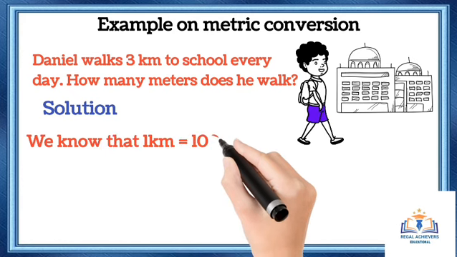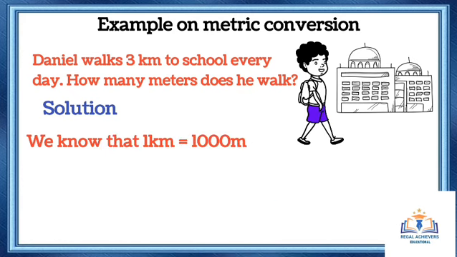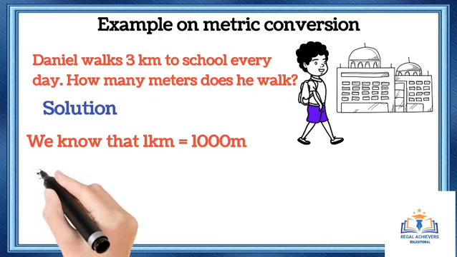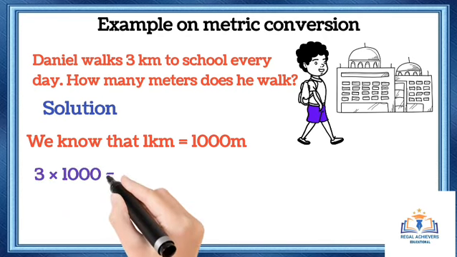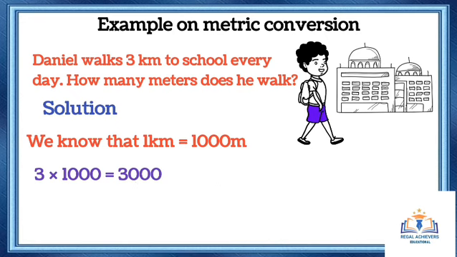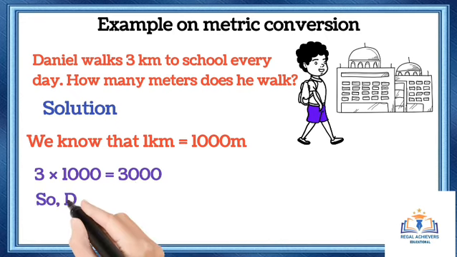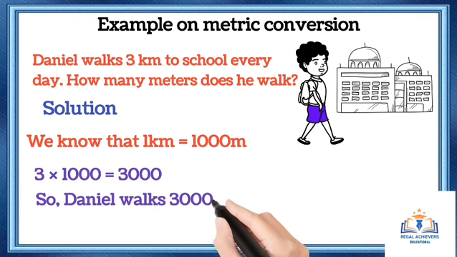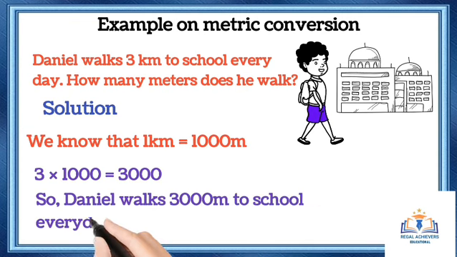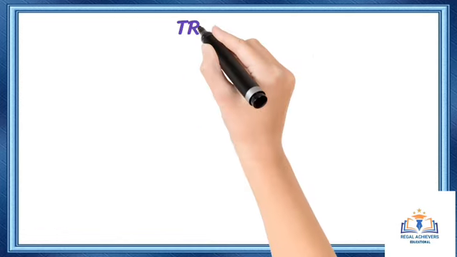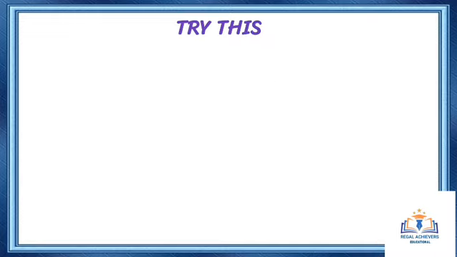We know that 1 kilometer equals 1000 meters in our metric conversion. Then we say 3 times 1000, that is 3000. So Daniel walked 3000 meters to school every day. Can you see? From kilometer to meter.